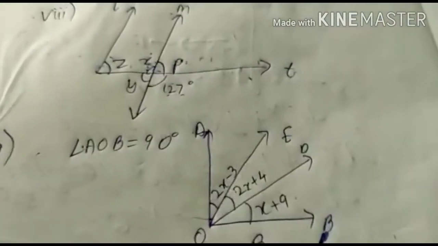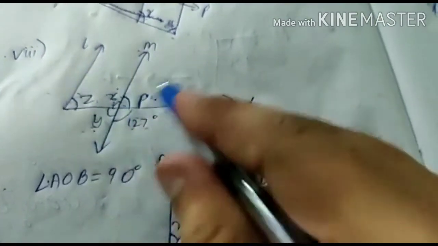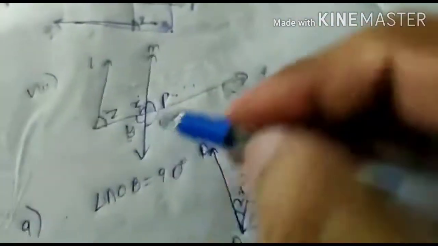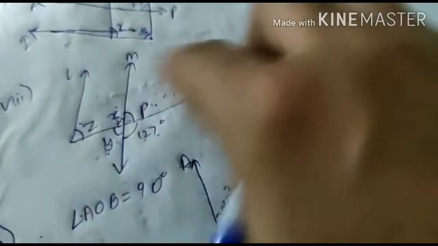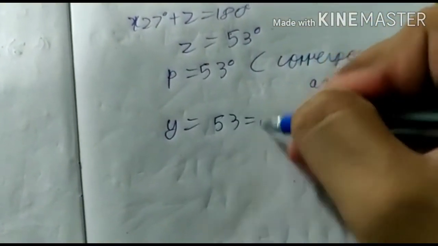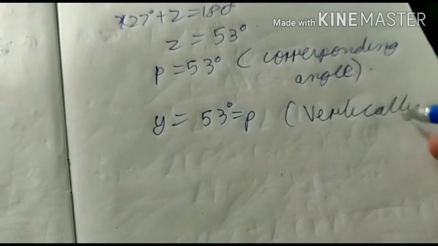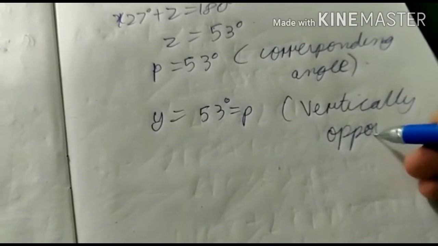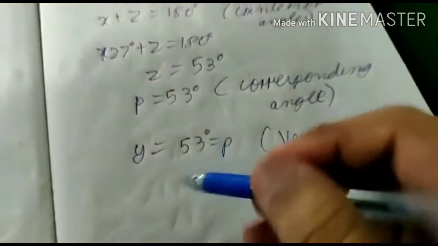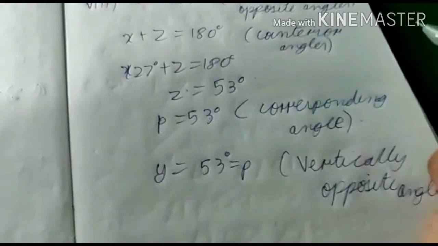Okay, and if we check here further, Y and P are the vertically opposite angles. Look, these are cut by the transversal, and these are opposite to each other. So here Y equals 53 degrees, that is P. How? Vertically opposite angles. Okay, so we have got all the angles X, Z, P and Y.